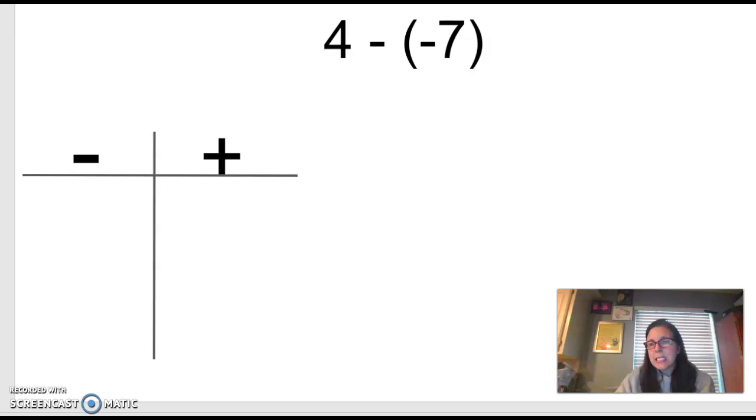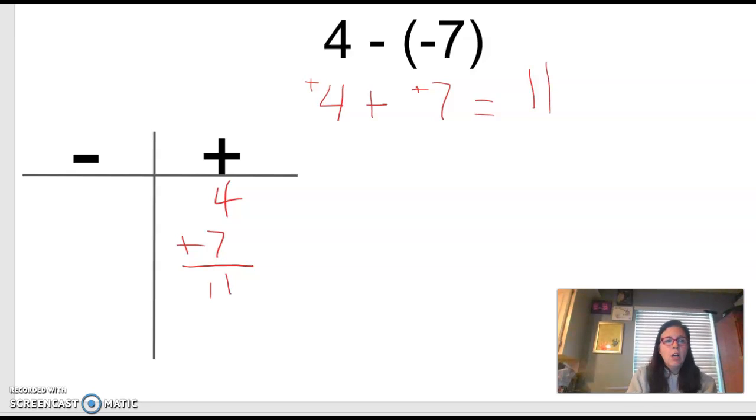4 minus a negative 7. So we have to do keep, change, change. So we're going to keep the 4, keep the positive 4. Remember, it's technically a positive 4. Change this to plus, change this negative 7 to a plus. So now it's just positive 4 and positive 7. We just add them. So we get positive 11. All right, so you're just rewriting them.